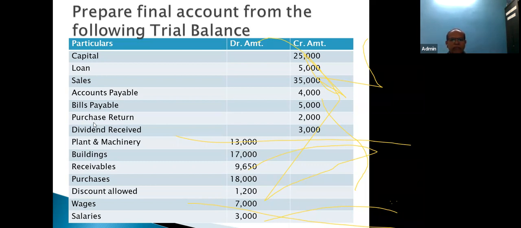Then next, purchase return. Now, since purchase return is given, purchase return will be deducted from purchases. So just check, have you been given purchases also in the trial balance? Are you given purchases also?